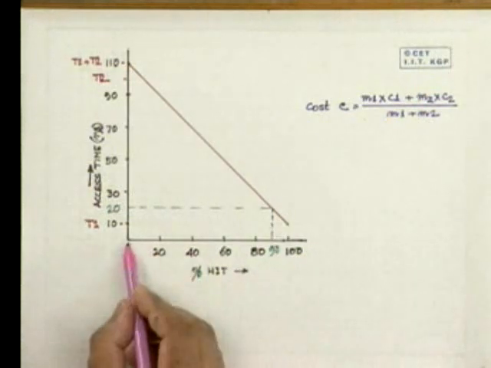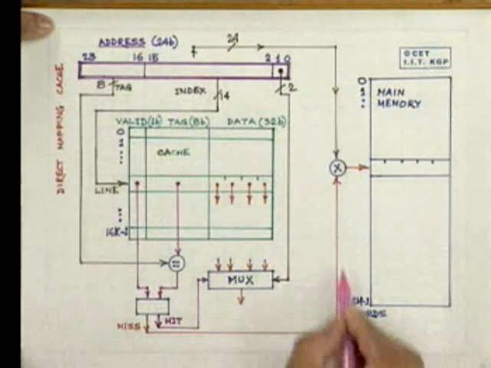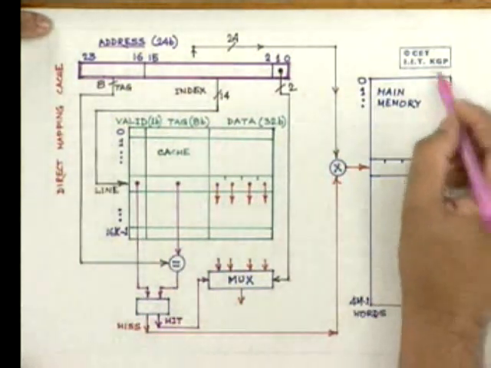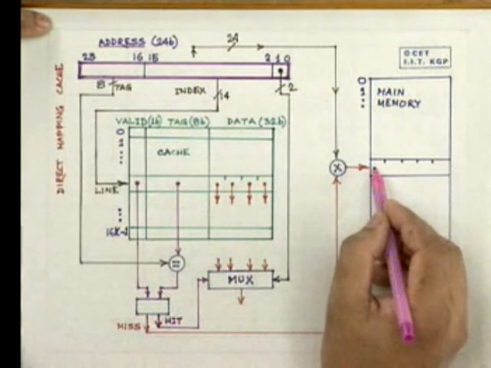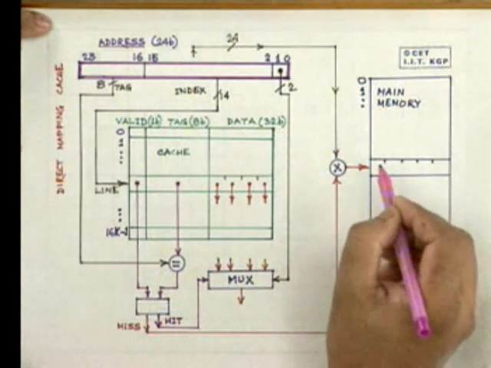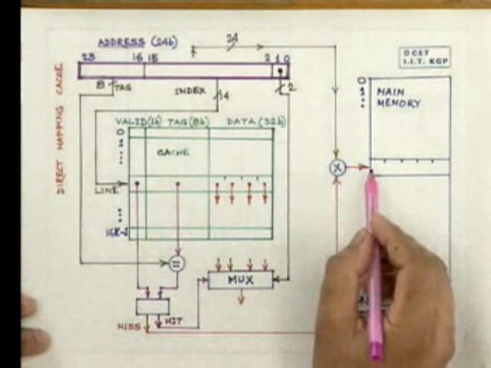Now if the hit ratio is 0, then all the time we are missing in the cache, and therefore we'll have to go into the main memory to get the access. Let us see what happens when we miss.